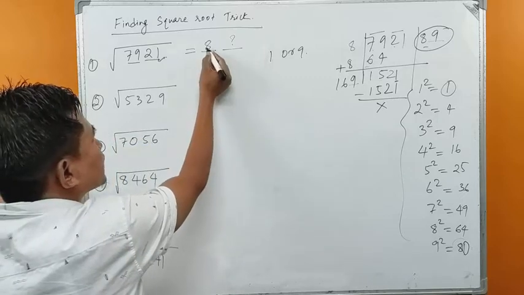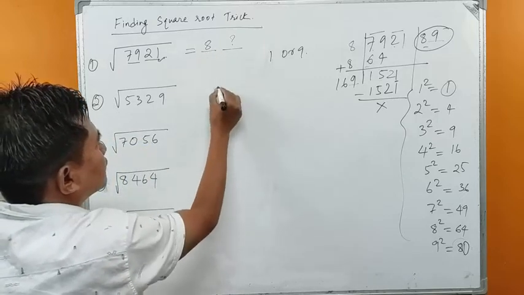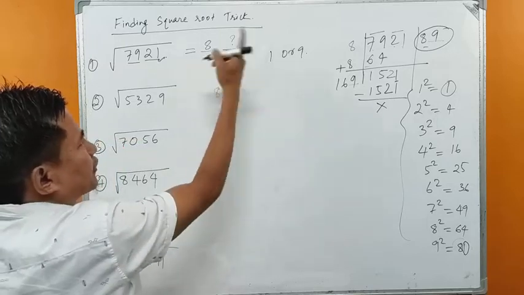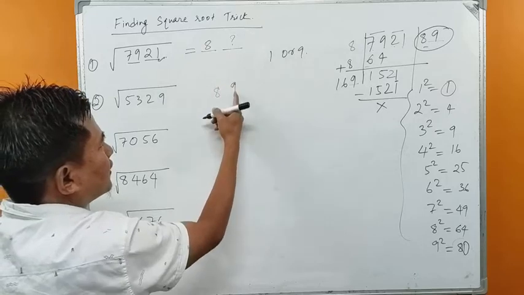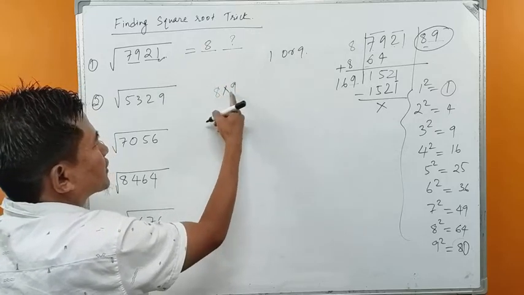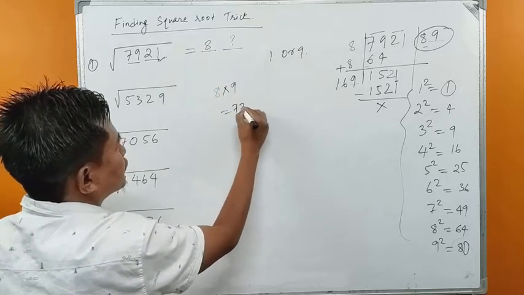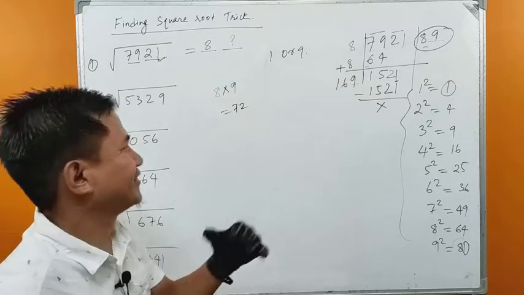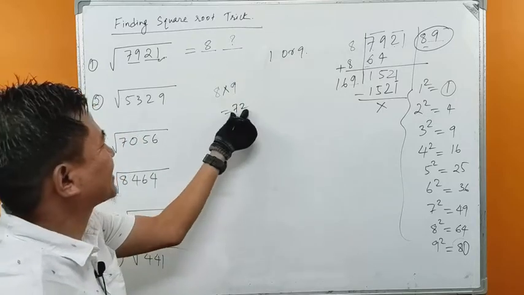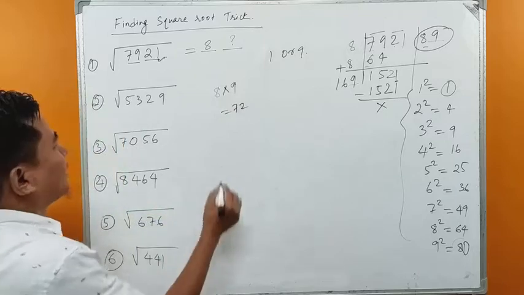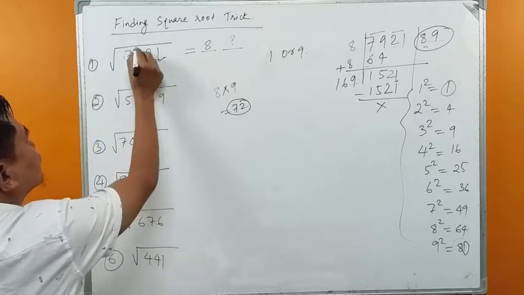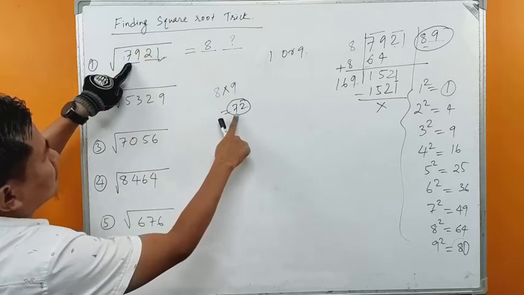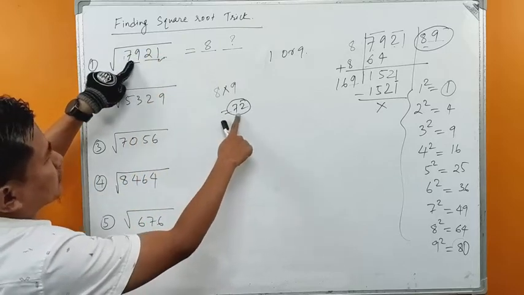So the consecutive number after 8, what comes after 8? After 8, obviously 9. The consecutive number after 8 is 9. So we multiply these two numbers. 8 9s are 72. We multiply this mentally, in our head. Now we see 72 and 79, the first pair.